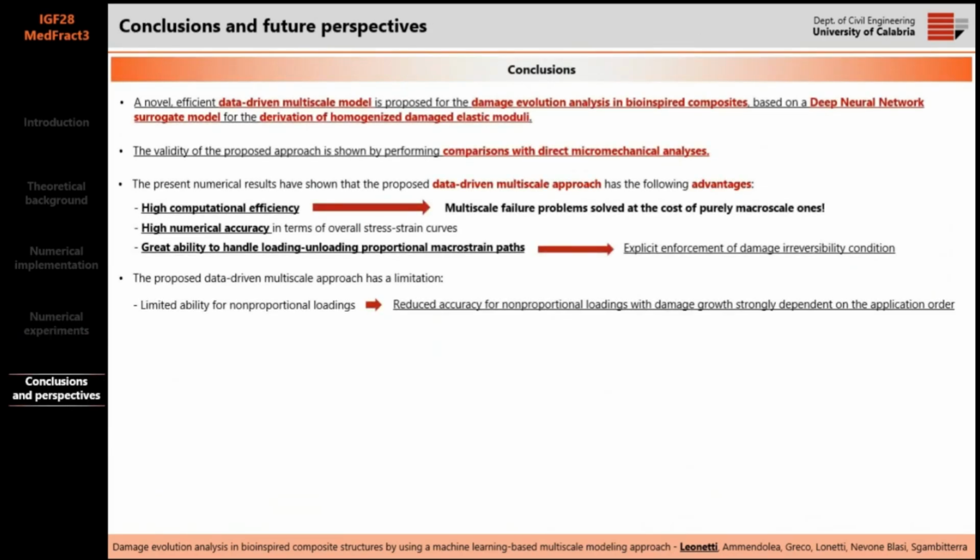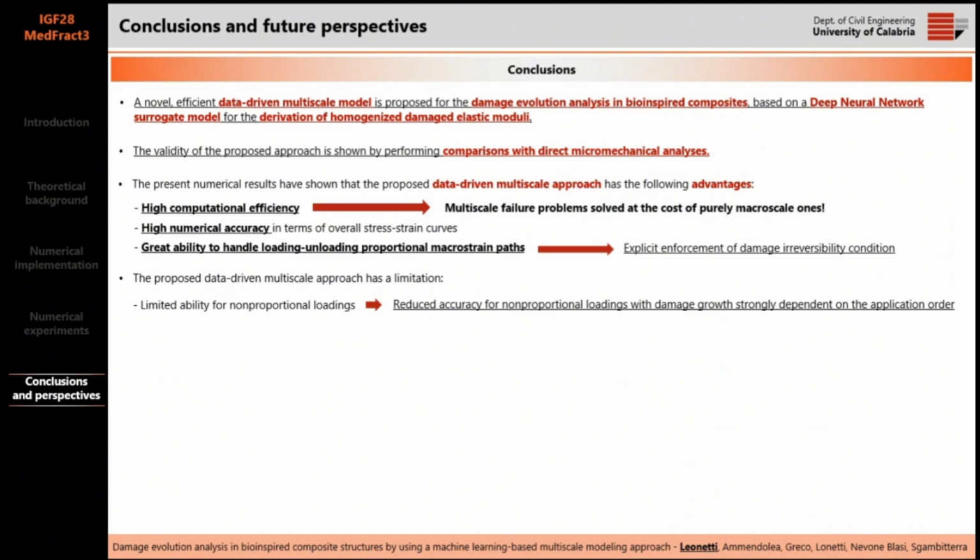So, in conclusion, I have presented you today a novel, computationally efficient, data-driven multi-scale model for the damage evolution analysis in bioinspired composite materials, based on a deep neural network surrogate model for deriving the homogenized response of the composite, so the homogenized damage moduli tensor. The validity of the present strategy has been shown by performing several comparisons with the direct micromechanical analysis for several loading paths, also including non-proportional loading paths.